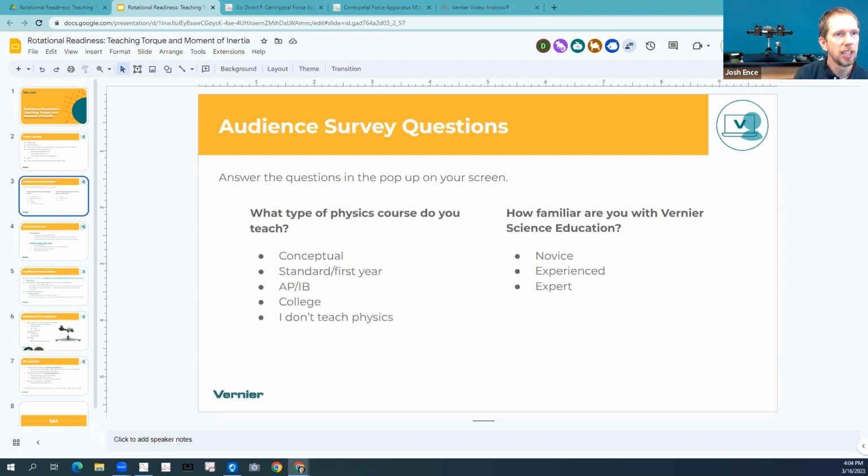It looks like, looking at the results of the poll, we've got a pretty experienced group here. Two-thirds of the group is fairly experienced with Vernier. That's great, because I'm going to be talking about a lot of things here, and I imagine many of you, if you're especially new to it, might have some questions about those details. You can post those in the chat, but it's great.